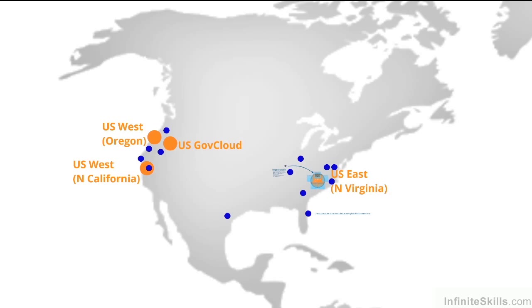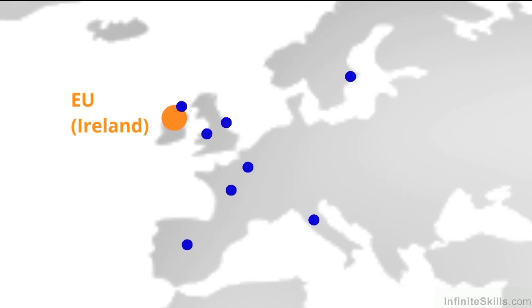assets. You can see that in Europe, we have a single region, EU Ireland. One thing important to note is that data that you put into a region will never leave that region. This is especially important in Europe, where there are strict laws regarding data transfer and borders.